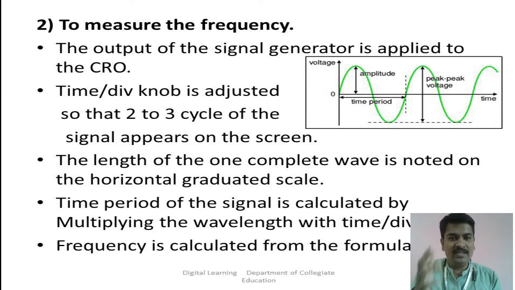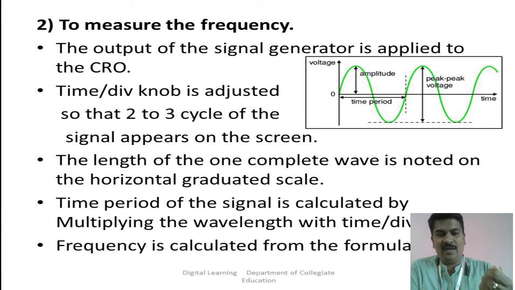Once you measure the wavelength, the time period of the signal can be calculated by multiplying that wavelength with the time per division knob. You have a knob in the CRO, which is adjusted to one time per division to get the desired waveform on the screen. It may be 1 millisecond or it may be 2 milliseconds.